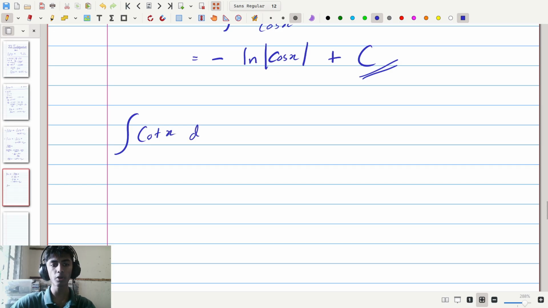Considering the integral of the cotangent of x with respect to x, since we know that the cotangent is equal to the cosine of x divided by the sine of x, we can write that down and say this is equal to cos x divided by sin x integrated with respect to x.